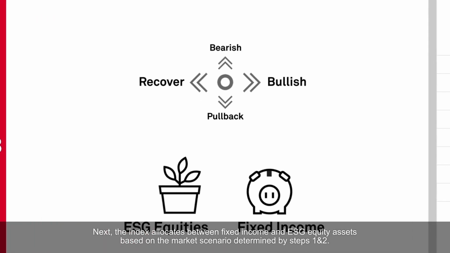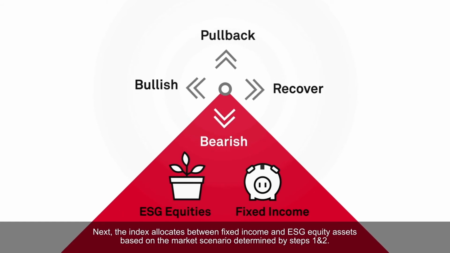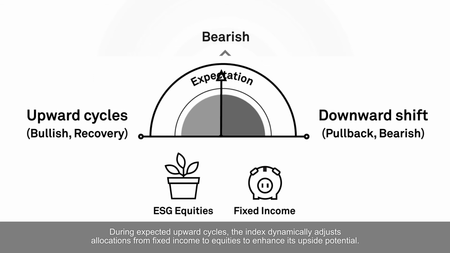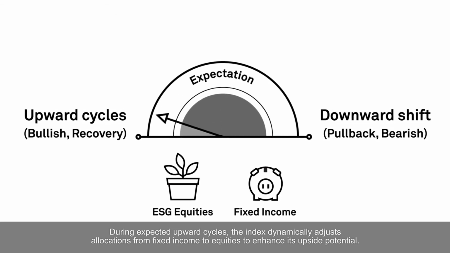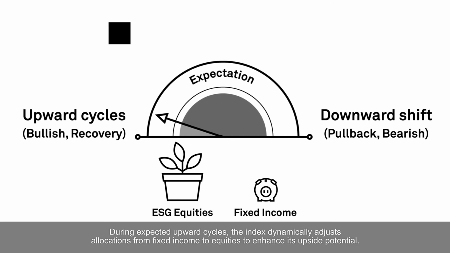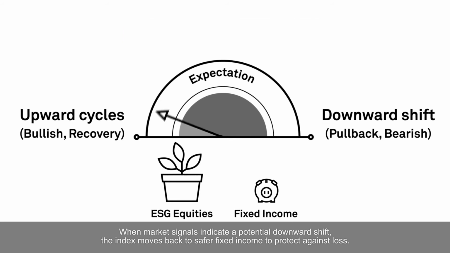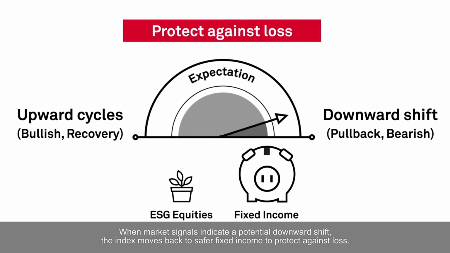Next, the index allocates between fixed income and ESG equity assets based on the market scenario determined by steps 1 and 2. During expected upward cycles, the index dynamically adjusts allocations from fixed income to equities to enhance its upside potential. When market signals indicate a potential downward shift, the index moves back to safer fixed income to protect against loss.